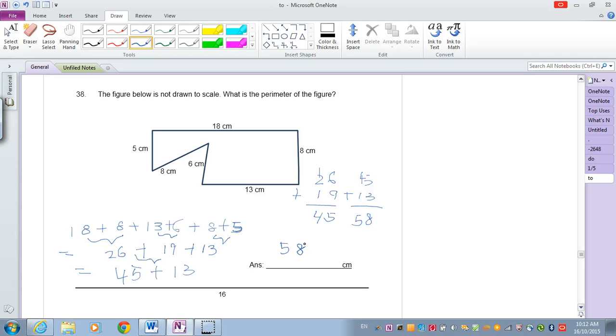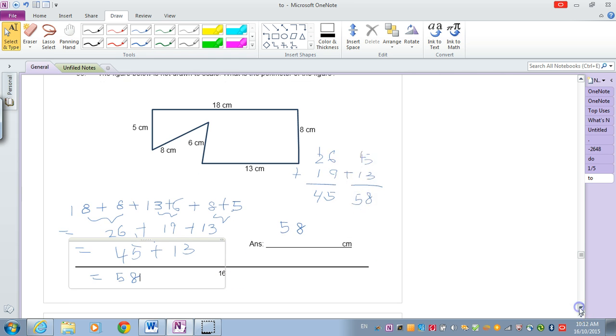Alright, let's move on to the next question. So here it is equal to 58. Okay, let's move on to the next question, question number 39.